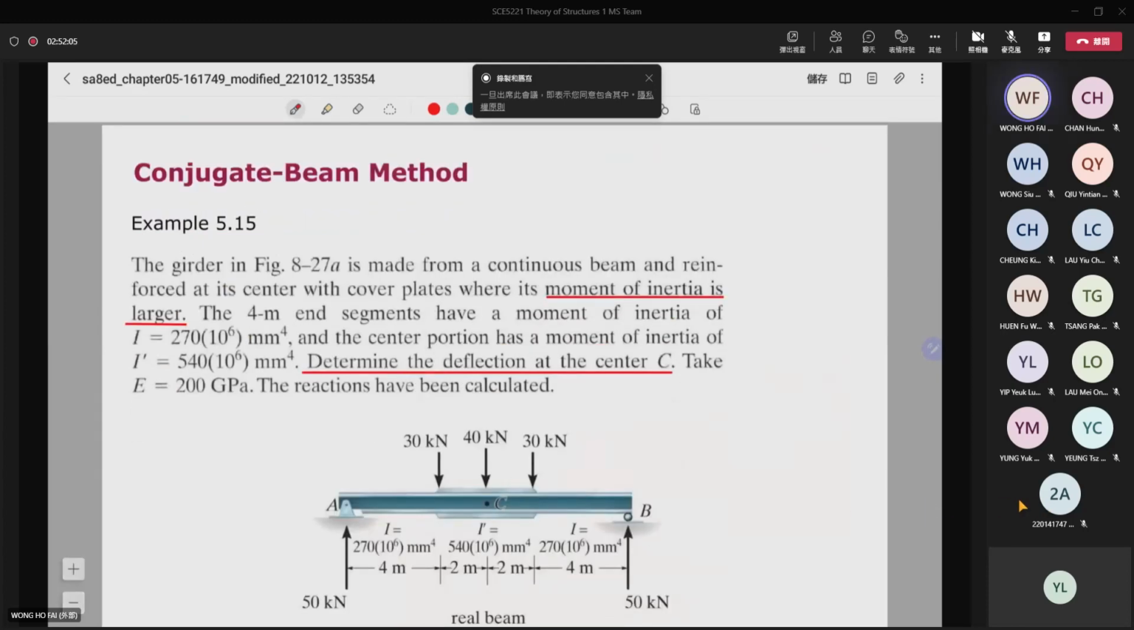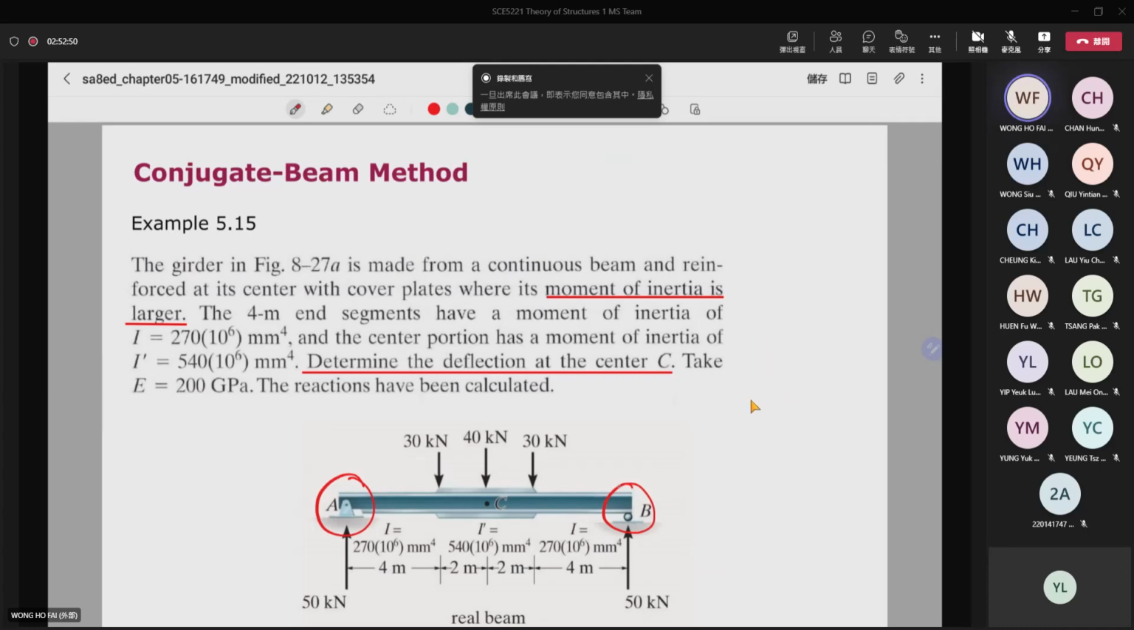And then for here, we have another example to show you how to find the deflection at the center C. Well, you can see that for here, you again have a pin support and a roller support on both sides, okay? So the conjugate beam will also have a pin and a roller support on both sides, okay? And then again, you want to find the deflection at the point C. Then you just find the bending moment at the point C for the conjugate beam.